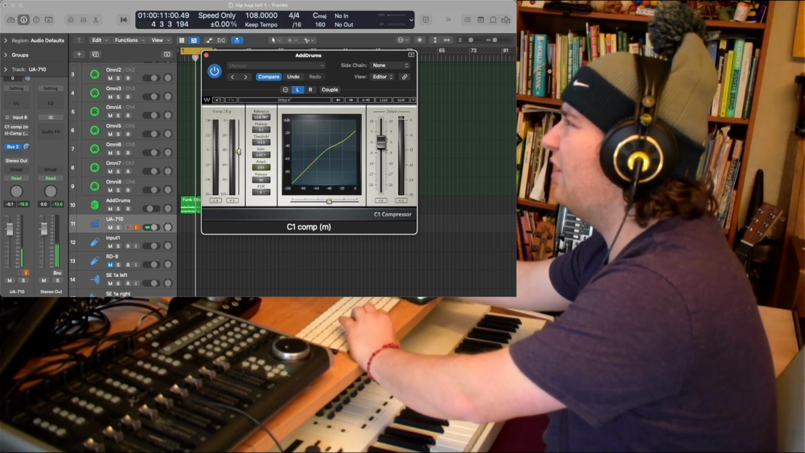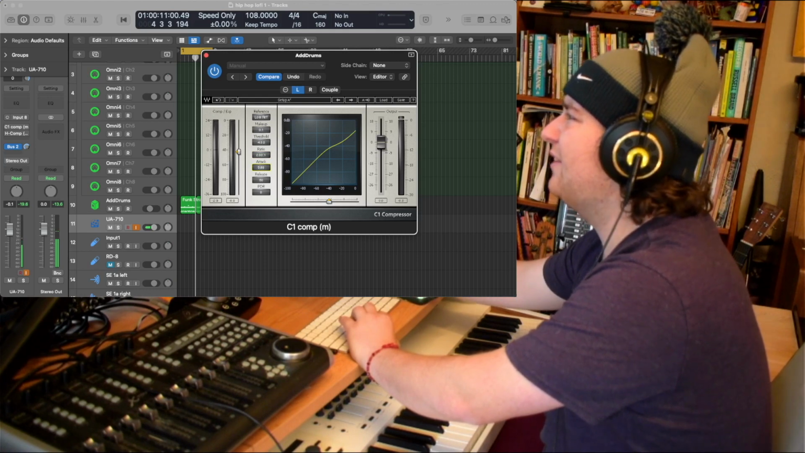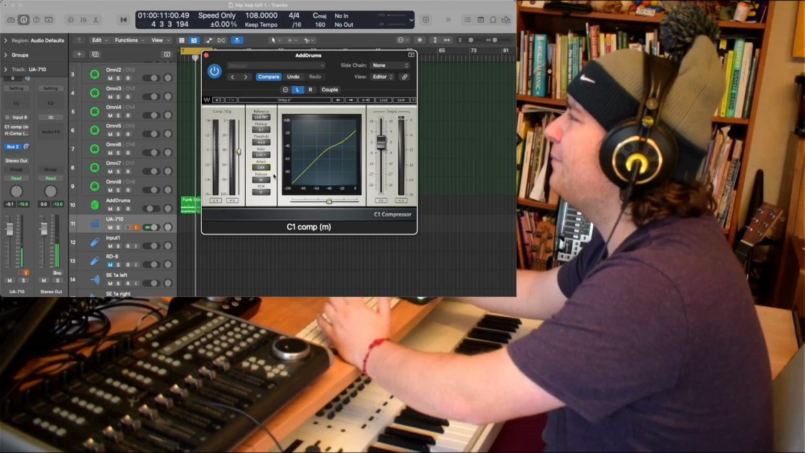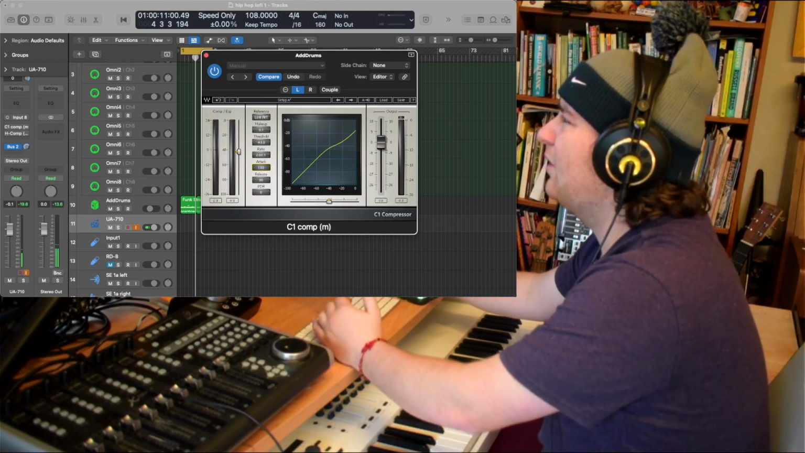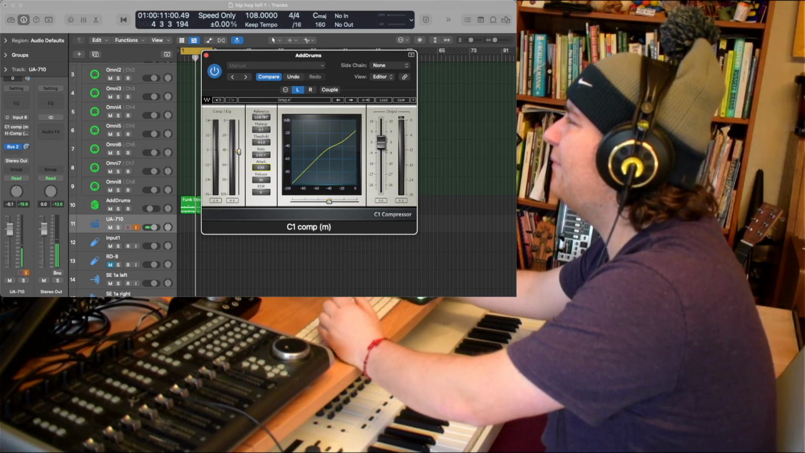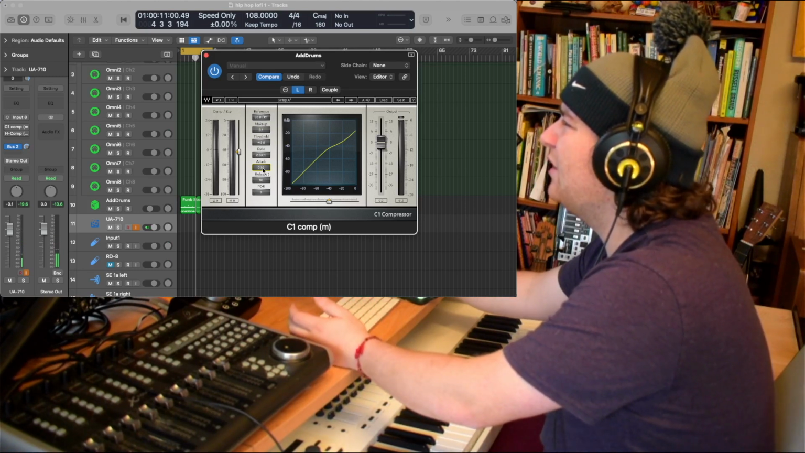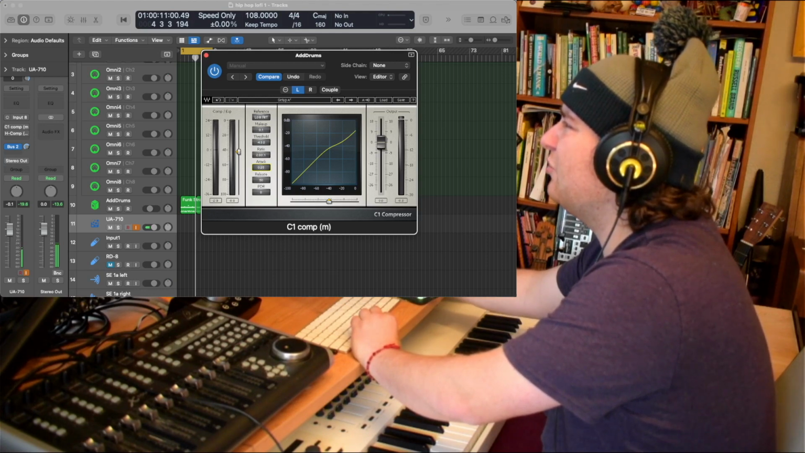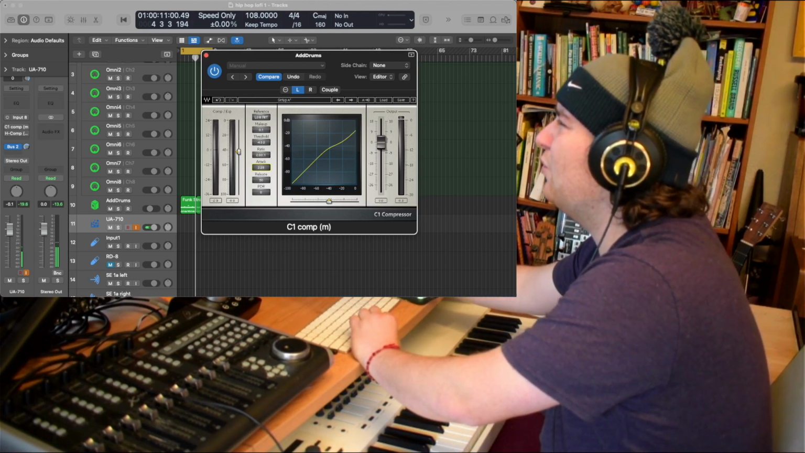You have the amount at which it's being squashed with the ratio, and then you have the speed at which it's being done. So if you have your attack really high, it's going to take a while for that compression to come in, and it may actually not even compress altogether because the sound happened too fast. Or if you want it to happen immediately, very quickly, not even with a delay, this is by milliseconds, I believe, you would want to put your attack at 0. So we're going to leave this at 2 for this demonstration. I just wanted you to understand what attack did.